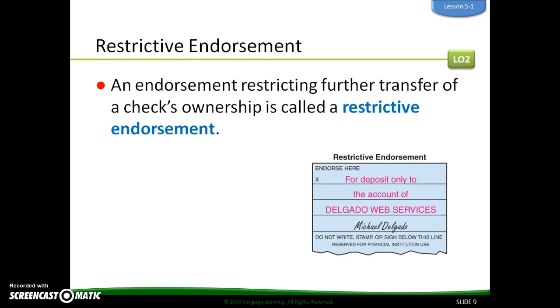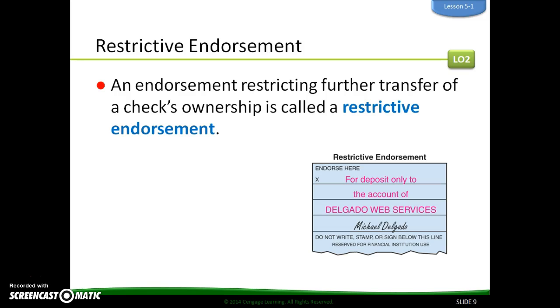A restrictive endorsement, this is the third kind of endorsement, and a restrictive endorsement restricts what the bank is allowed to do with your check. And the restriction is most frequently for deposit only. So if you only want this check to go into your bank account, then you can put a restrictive endorsement on it.